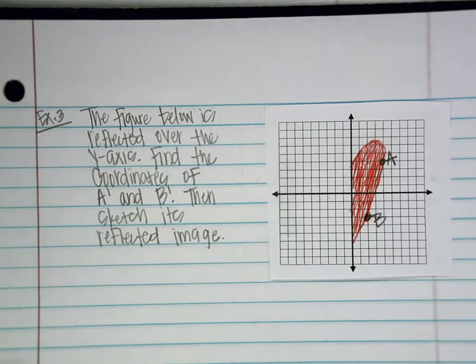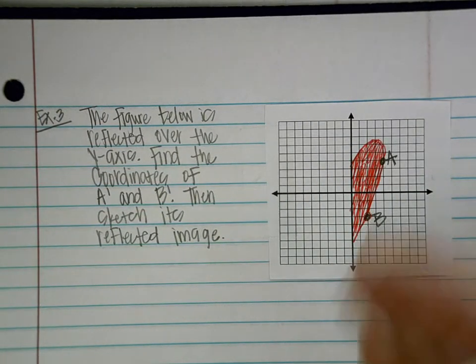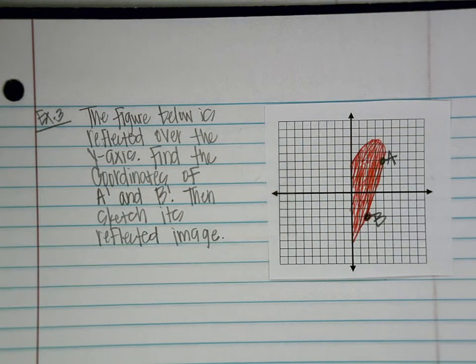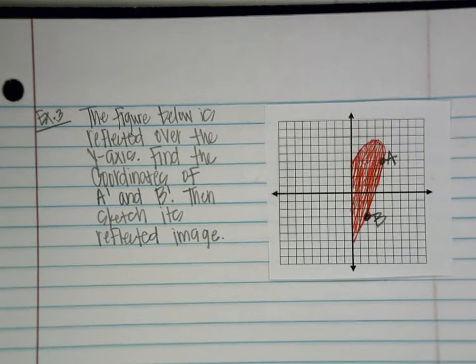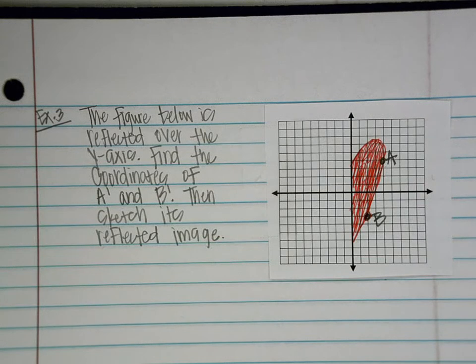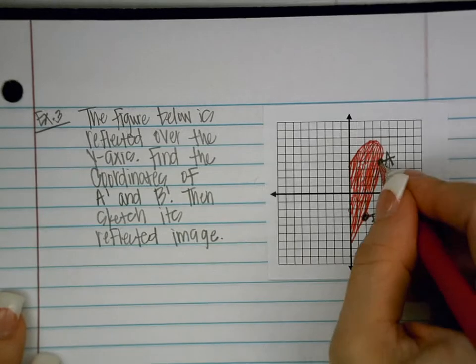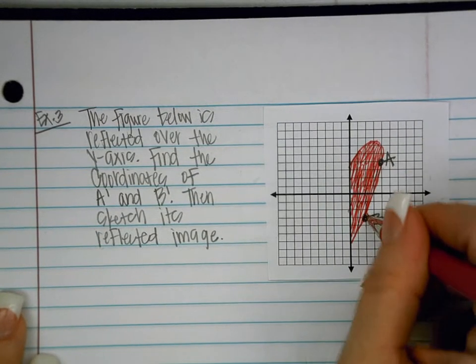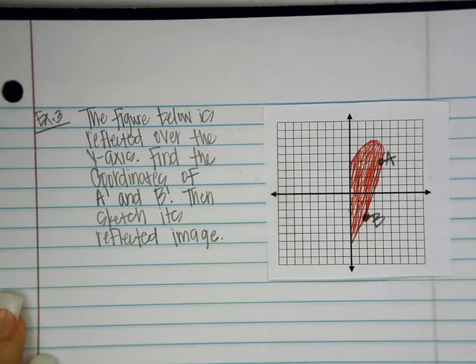What I want you to do is figure out how to draw the other half. Now, would you agree that a heart is symmetric? If you fold it in half, is it the same on the left as it is on the right? Yes. Well, it should be. It's supposed to be. We want to figure out how to draw the other half. Don't you just count how far away? Exactly. So we're going to count how far over B is and do it on the other side. That's everything that we're doing today.